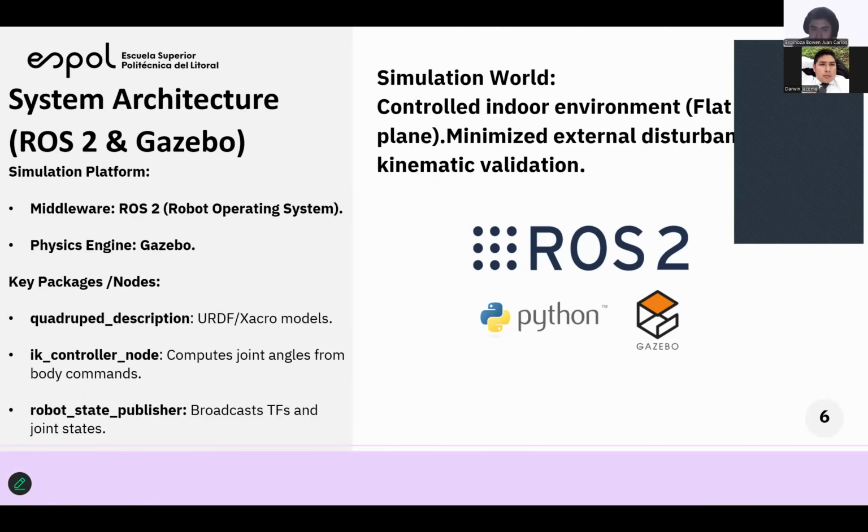System architecture. Our system architecture is built on ROS 2 and Gazebo Sim. We utilize the quadruped description package for the URDF models and a custom inverse kinematics controller node that computes the joint angles in real time. The environment is a controlled flat plane to minimize external disturbance, allowing us to focus purely on the kinematic validation.